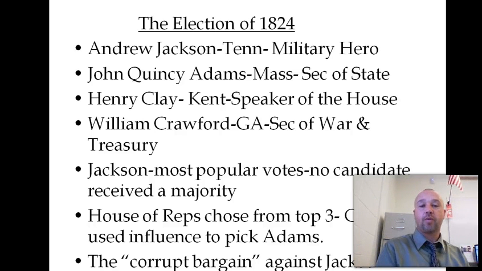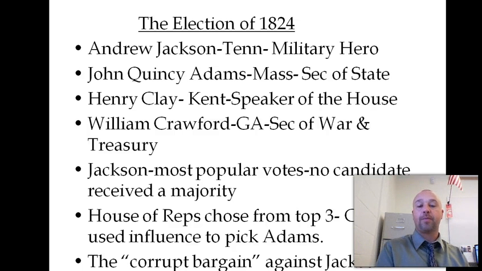The election of 1824, as we spoke about before, with the sectional candidates. Andrew Jackson was the one national candidate that was well known. He was a military hero from the War of 1812, representing Tennessee in the West. John Quincy Adams, former Secretary of State, son of President Adams, represented the Northeast from Massachusetts. Henry Clay was the Speaker of the House, also from the West, from Kentucky. And representing the South was William Crawford, the Secretary of War and Treasury previously.